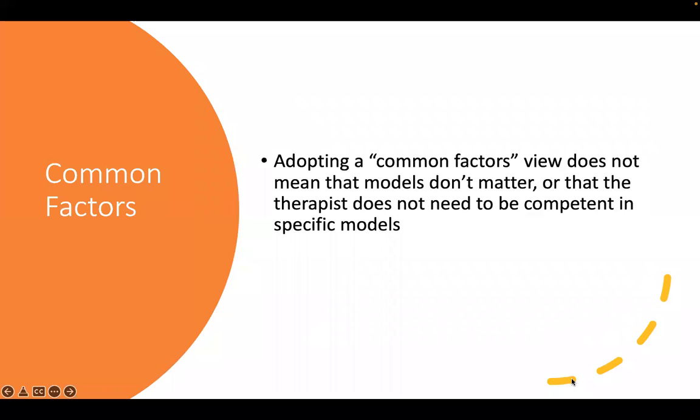Looking at things like common factors, which I think can sometimes be erroneously diluted to just the bond, the goals, and the tasks of therapy, it's more than that. As you know, it's worldviews coming together, empathy and compassion and all of that kind of stuff. But adopting a common factors approach doesn't mean that we don't need to know models. I don't want the takeaway to be that models don't matter and we just have to focus on building a really strong therapeutic alliance. As you know, that's only a third. There's other stuff that's going on.